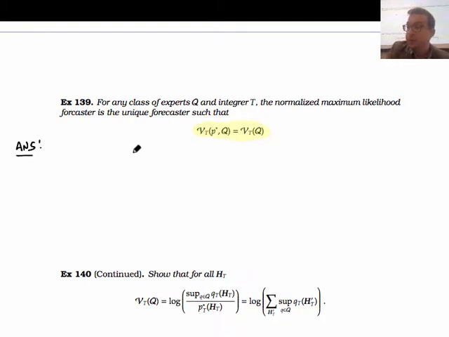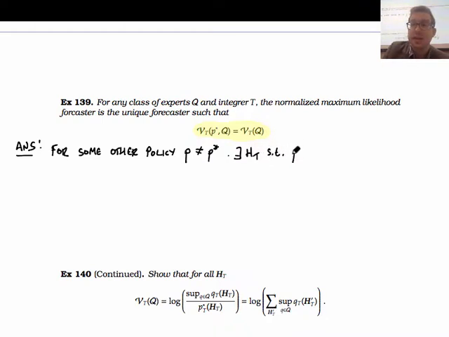Okay, so what you can do is compare it with any other prediction strategy. So for some other policy P, not equal to P star, well, they're not equal to each other. So there must be some eventuality which gives a lower prediction than our policy. All right? So there exists an h of t such that the prediction of this policy is less than the prediction of my policy.